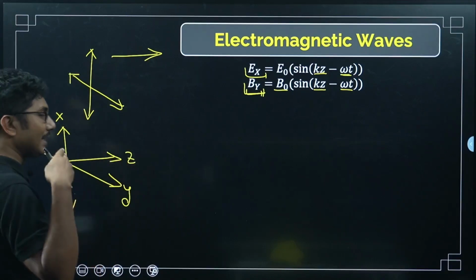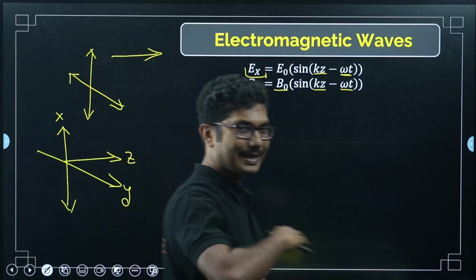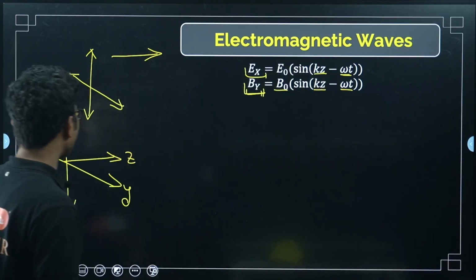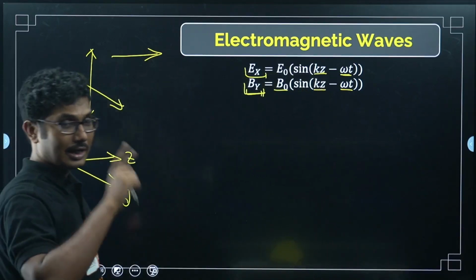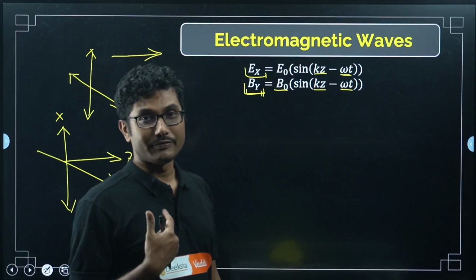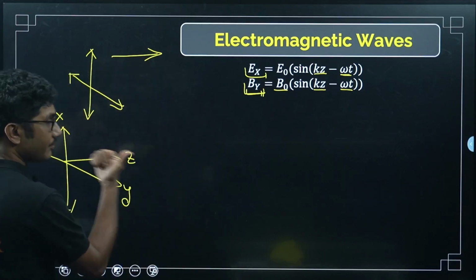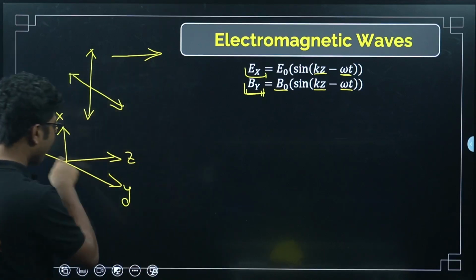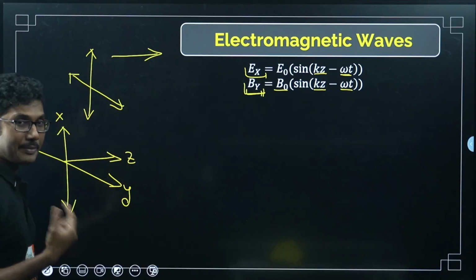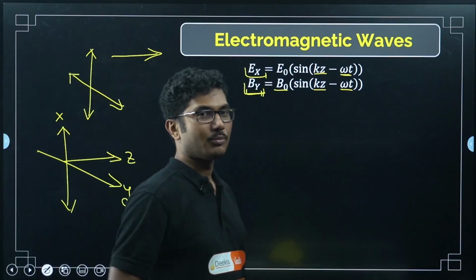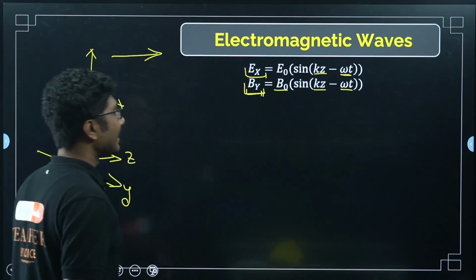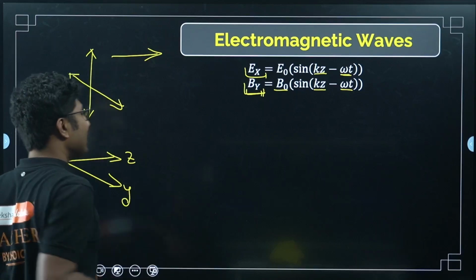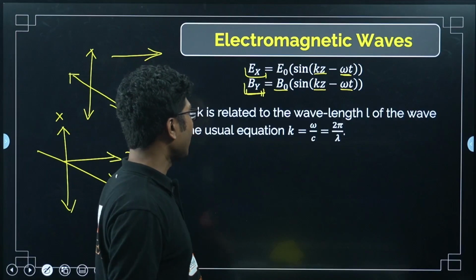So y is basically in and out of the paper. z is on the right hand side, and x is like this, so that x cross y should give you z. So this arrow represents out of the paper. I cannot draw 3 dimensions on a 2 dimensional board, but still you can think of it as a 3 dimensional line, which is basically out of the paper, right?